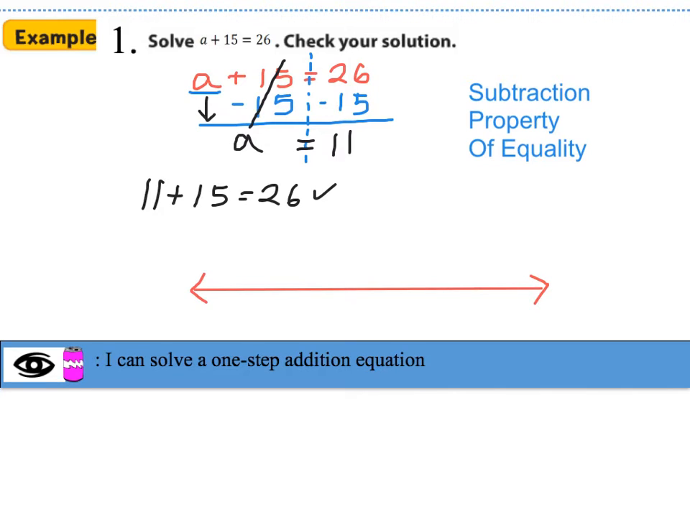So now let's go ahead and graph this solution on a number line. I'm going to start this number line by placing 0 in the middle. And I'm going to graph positive 11 on the positive side of my number line. So positive 11 is someplace around here. Let's call that 11, and we're going to identify it with a solid dot, because that is the only number that would make this equation true.